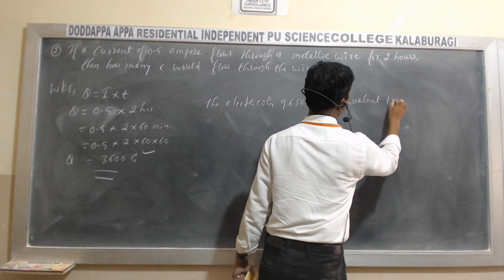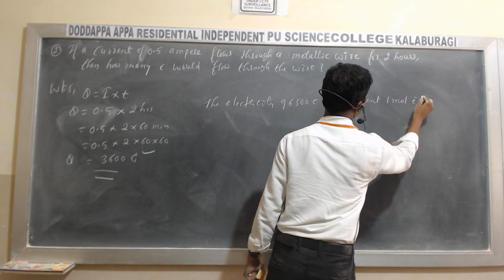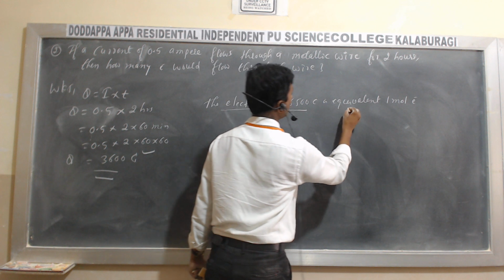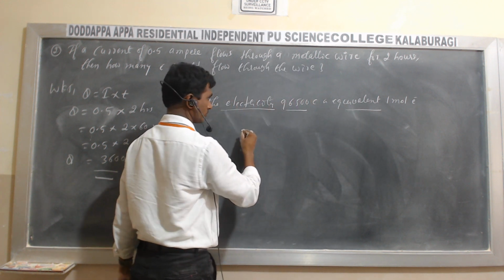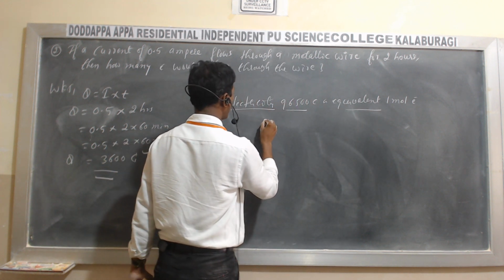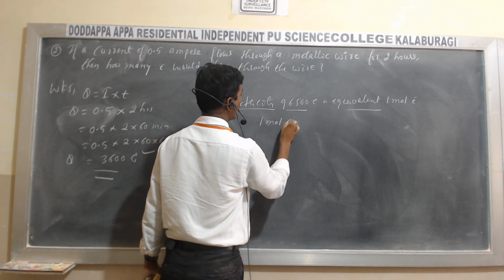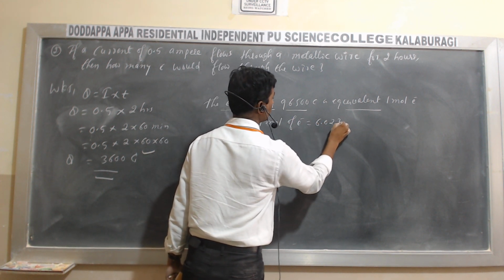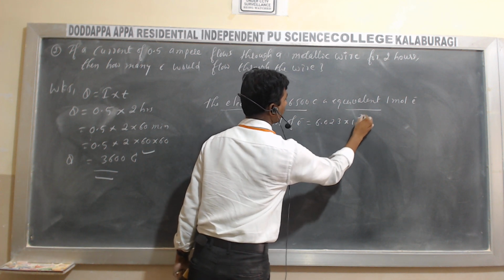Equivalent to 1 mole of what? Electrons. The electricity 96,500 is equivalent to 1 mole of electrons. So 1 mole of electrons is equal to 6.023 into 10 to the power of 23 electrons.